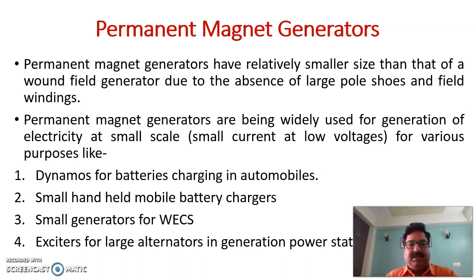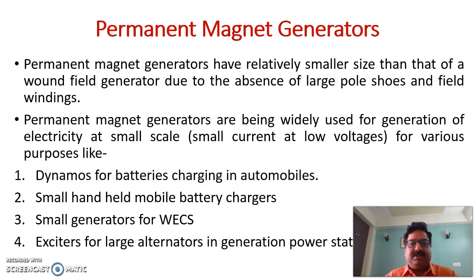So, basically, what is a permanent magnet generator? We know that it is a small size machine, and it has a size smaller than the bound field generators. Permanent magnet generators are relatively smaller in size as we compare them with bound field generators. The small size is because of the absence of large poles, shoes, and there is no field winding. So this is the reason why they are smaller in size as compared to field bound generators.